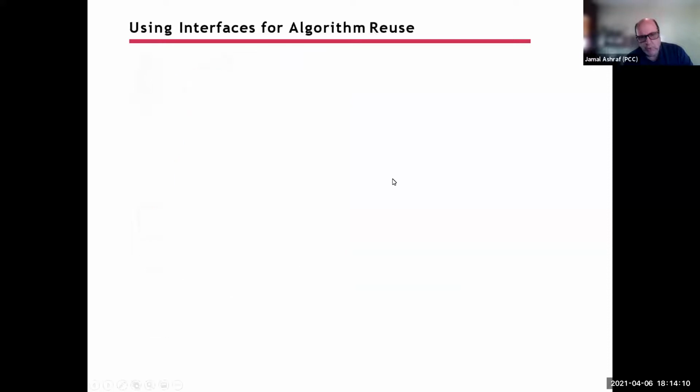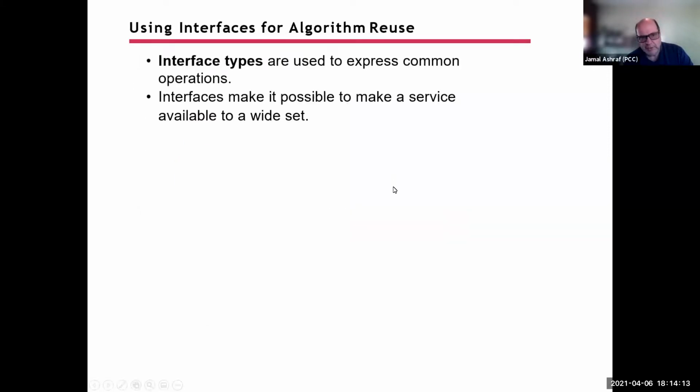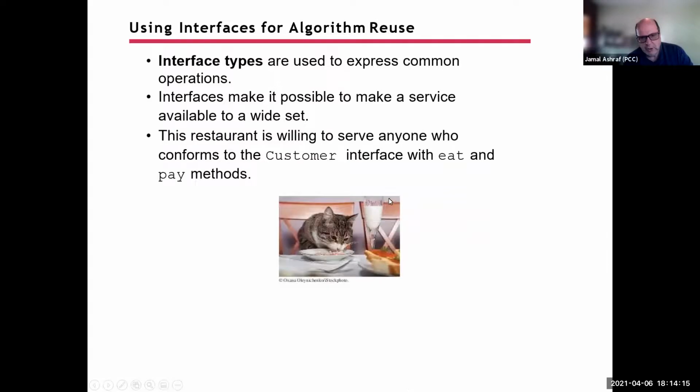Your book is talking about this, and one of the reasons I like this book is it has those little pictures. So in this picture, as far as you pay me and you want to eat, you are my customer. Somebody can bring a cat. As far as it's paying and eating, I'm okay with it. So the interface for the customer is eating and paying. It doesn't matter what it is.